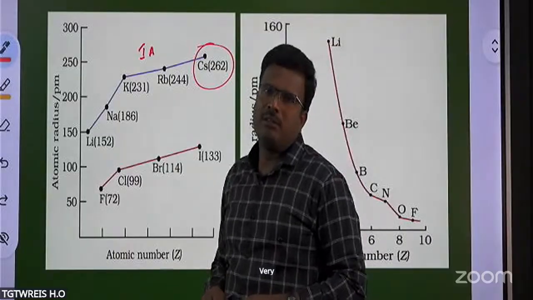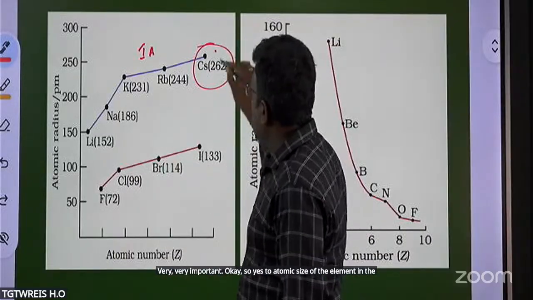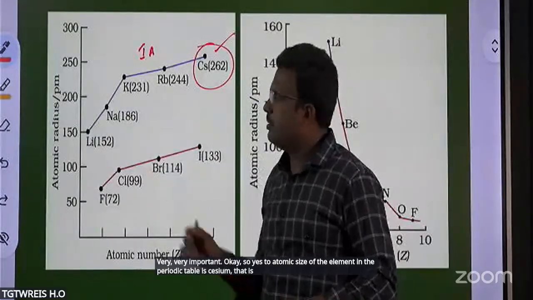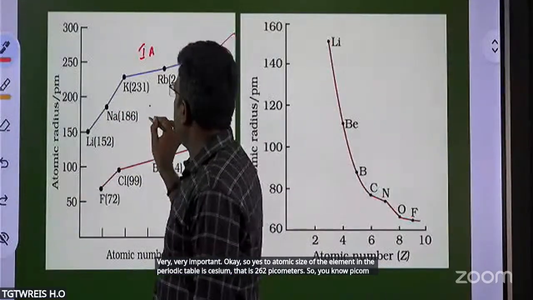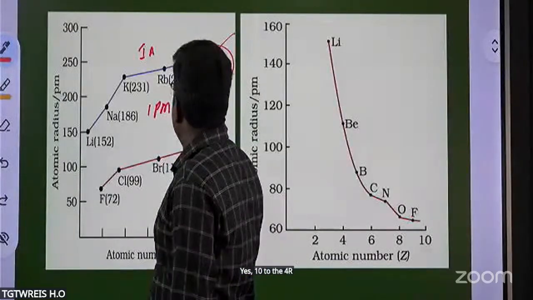Very important. Okay, so the highest atomic size of an element in the periodic table is cesium, that is 262 picometers. So you know picometer, so 1 picometer equals, yes, 10 to the power of minus 12 meters.